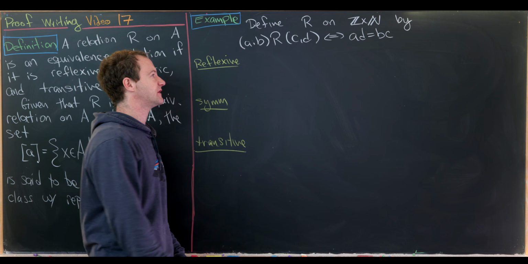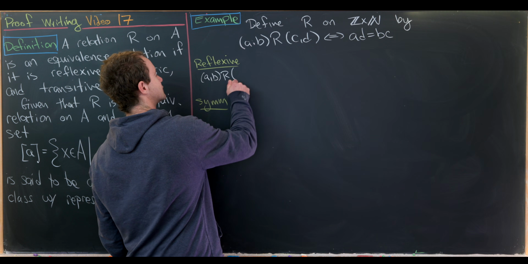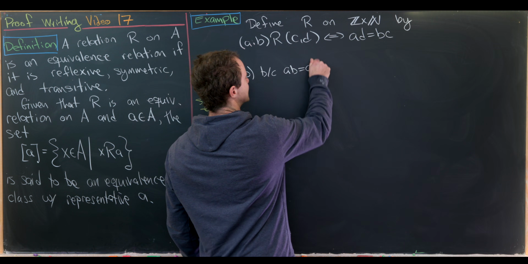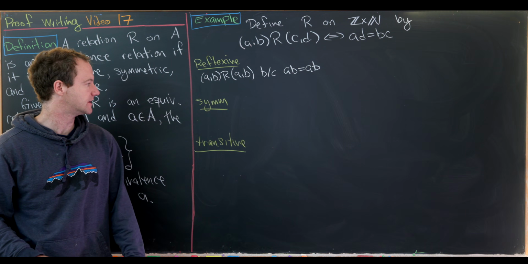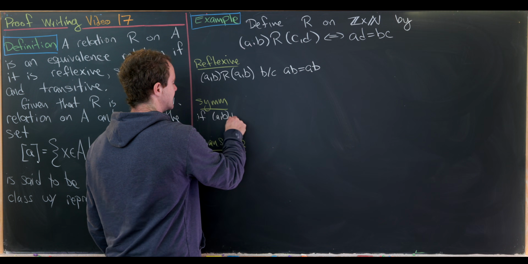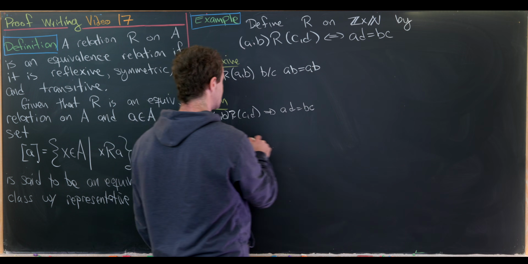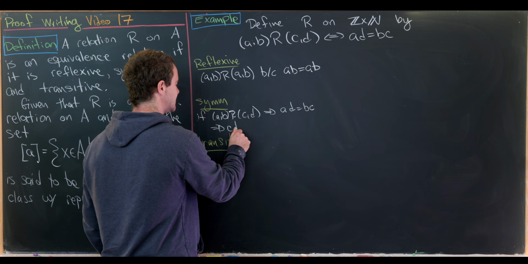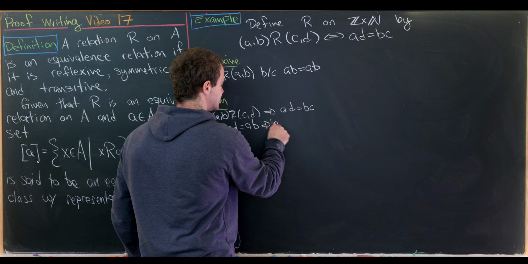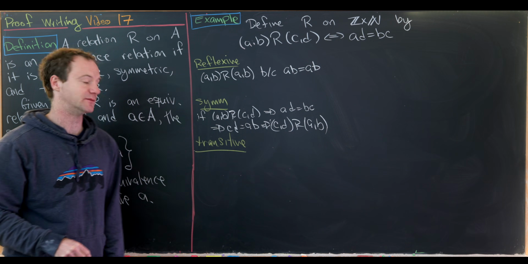So I'll first show that this is reflexive. So let's notice that (a, b) is related to (a, b) because a times b is equal to a times b. That's really all there is to it. Next up, let's notice that if (a, b) is related to (c, d), that tells us that ad equals bc, but now flipping that, we see that cb is equal to da, which is the same thing as saying that (c, d) is related to (a, b). So that gives us our symmetry.